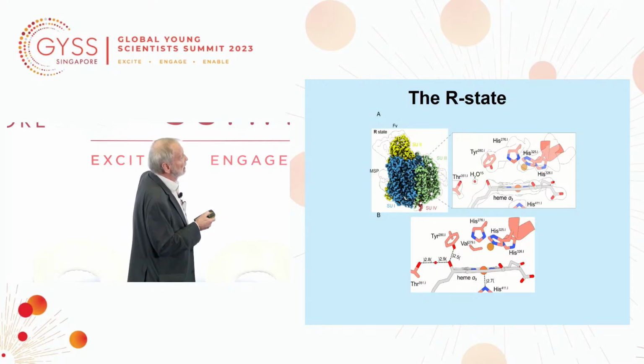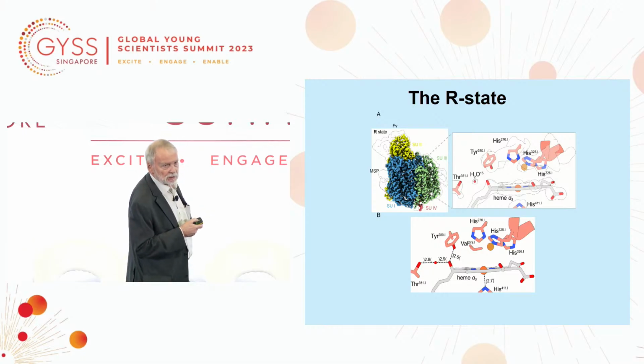And then we determined the structure of the reduced state, and what you see is no density between the He3 iron and the copper B, which used to be expected. One of these neighboring oxygens is replaced by a water molecule, and all this queue of water molecules is gone, because we have chemically reduced the enzyme with dithionite.